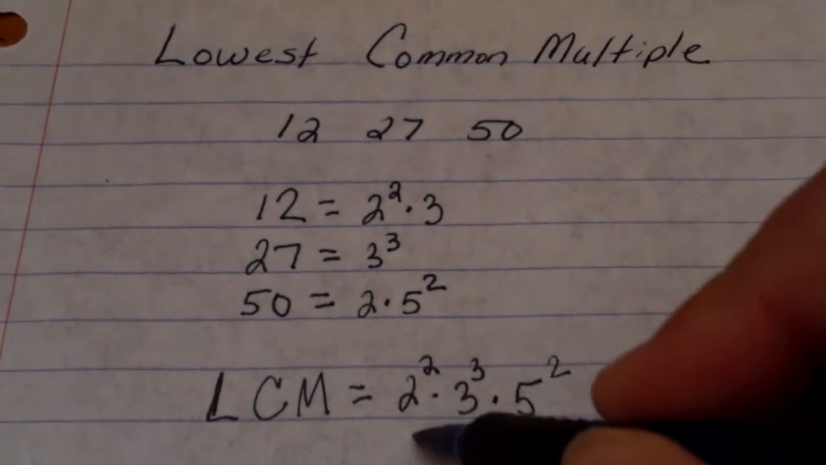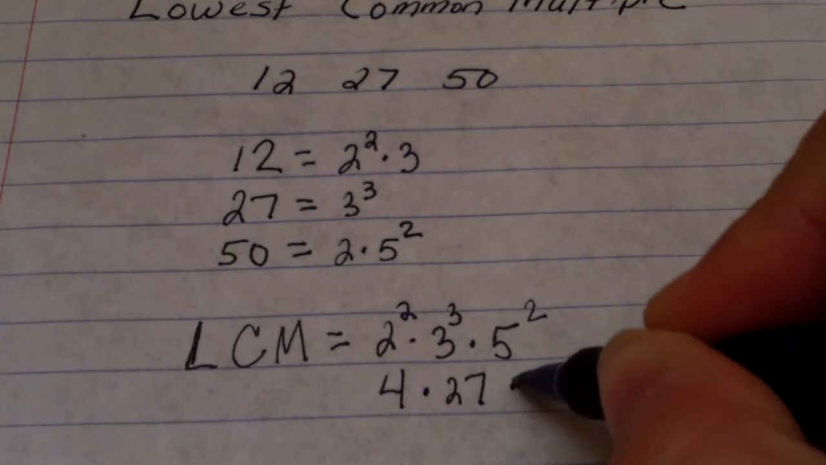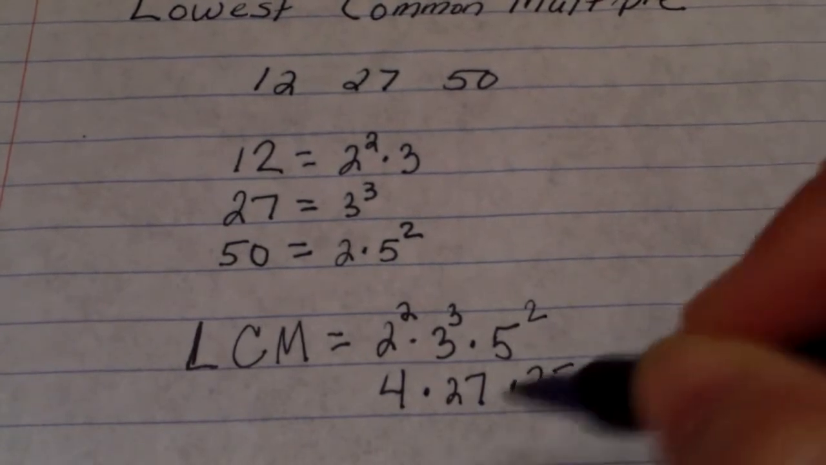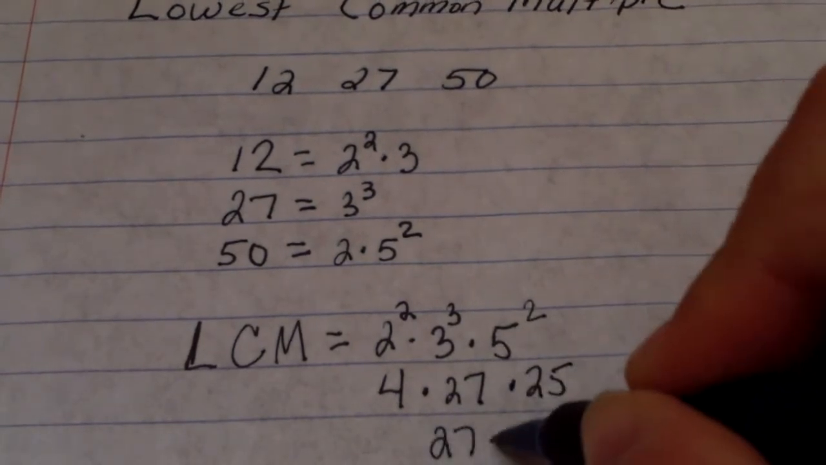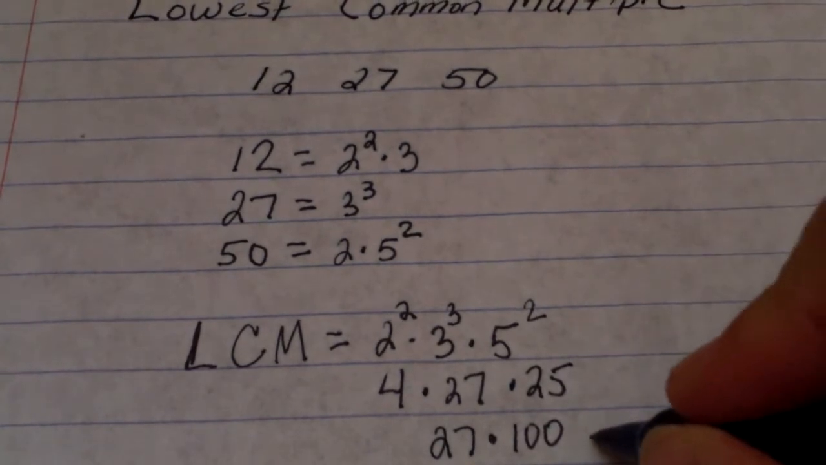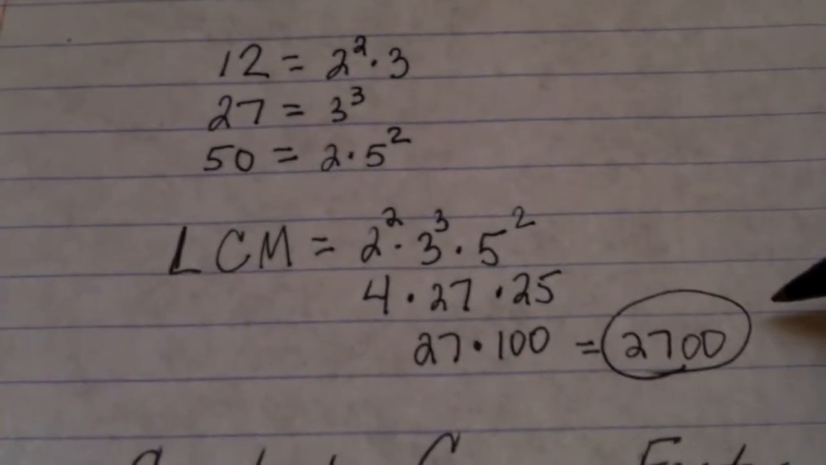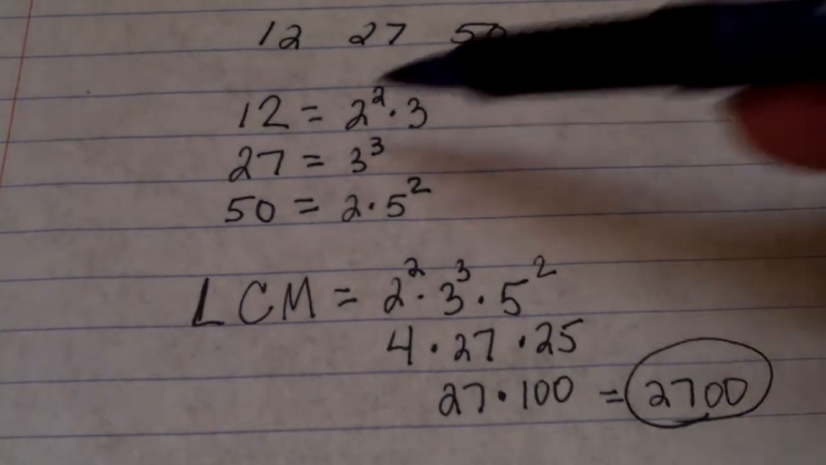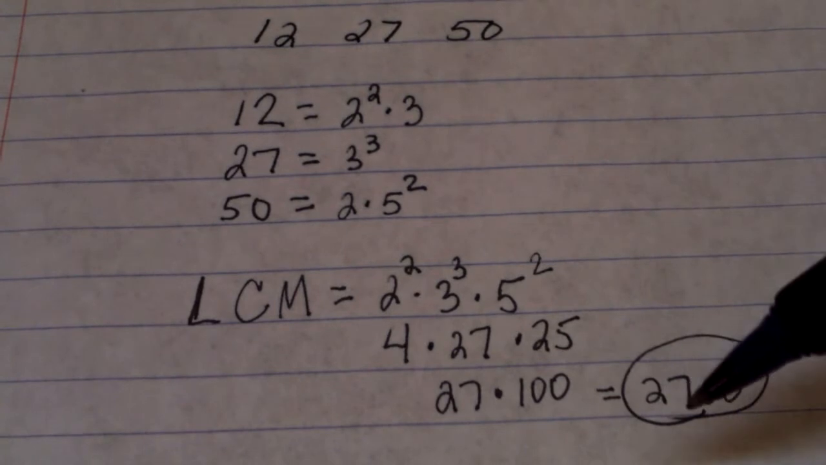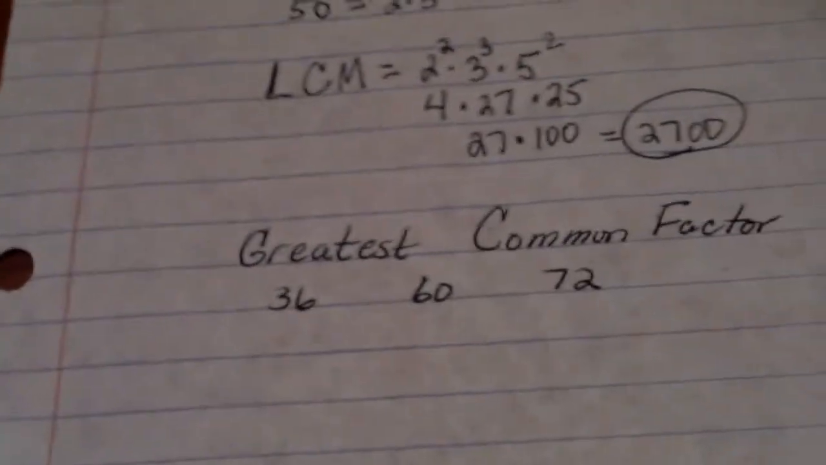After that, we just have to multiply everything together. This really becomes 4 times 27 times 25. And remember, we can multiply things in any order. So 4 times 25 is 100, and that'll be much easier to deal with. 2,700. So that's the smallest number, believe it or not, that 12 can divide into, 27 can divide into, and 50 can divide into.